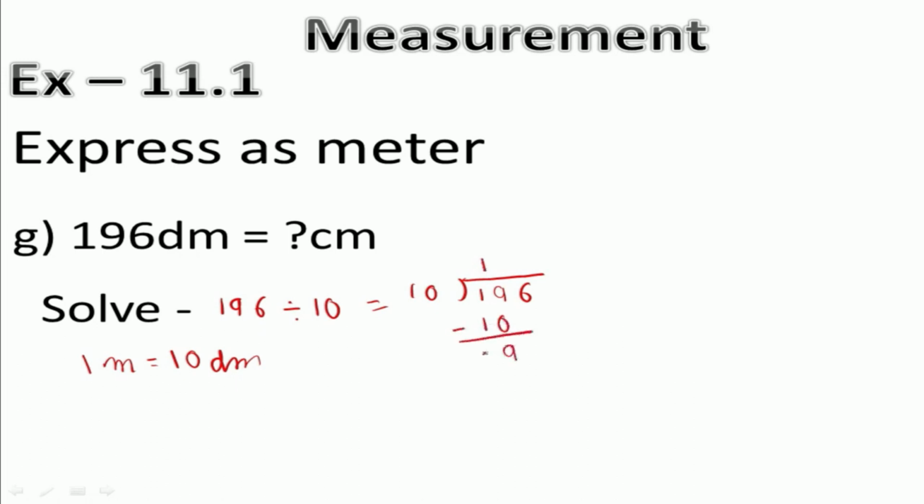9 remains. We bring that 6 down. Then 10 into 9 equals 90. We subtract, we get 6 remaining. Because we can't divide 6 by 10, we add a decimal, then add a 0 here. After that, 10 into 6 equals 60. We subtract and we get 0. Our answer is 19.6 meters.